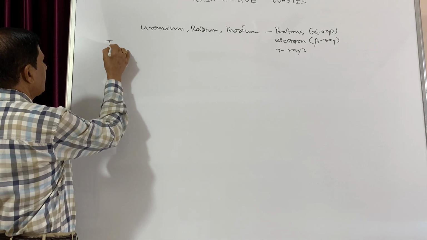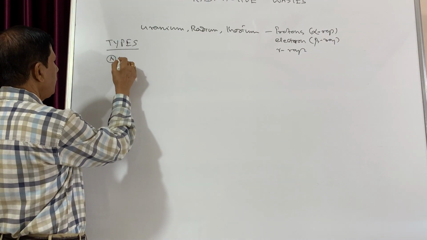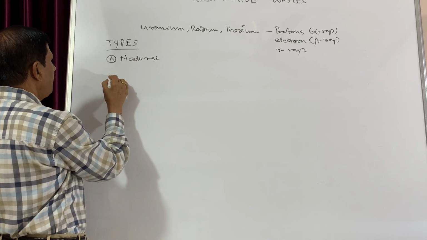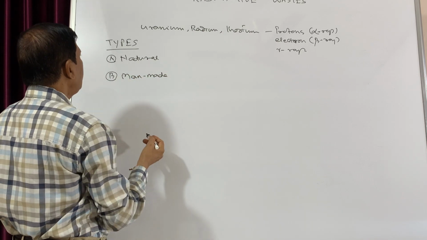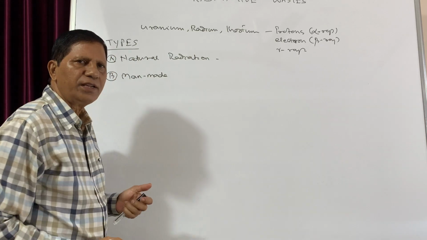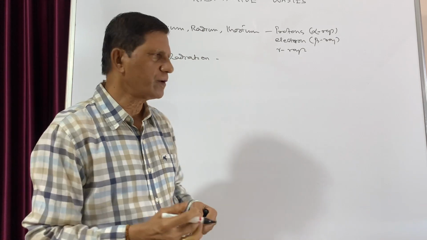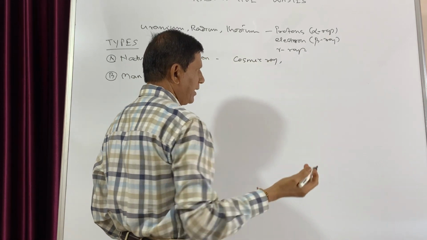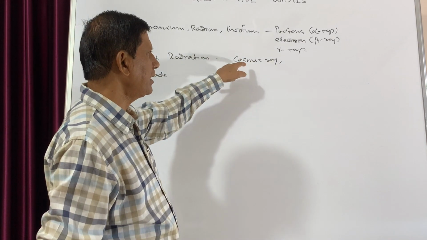Radioactive waste can be classified into two types. They may be natural, or they may be man-made. What is natural radiation? In nature, there are always certain types of radiations coming from space. For example, take the case of cosmic rays. Cosmic rays are always coming from space, and we are always exposed to them.